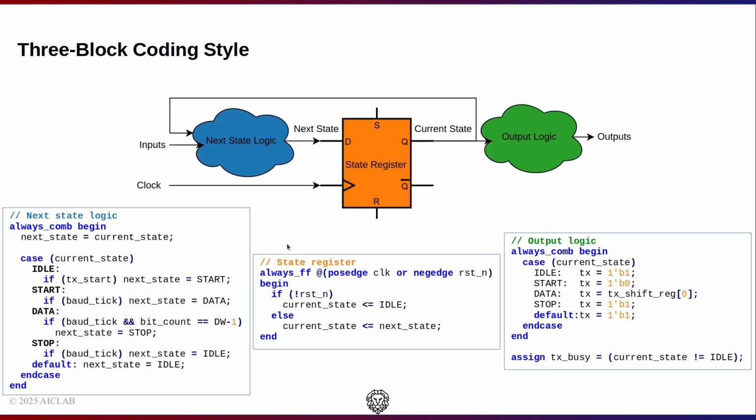First, we start with the 3-block coding style. In FSM, we have 3 components: next state logic, state register, and output logic. In this style, each component has its own block in RTL code. So in next state logic, based on the current state and the input, the next state is generated. In the state register, if reset is asserted, the current state is idle. In normal situation, the current state is set to the next state. And in output logic, based on the current state, the output is generated.